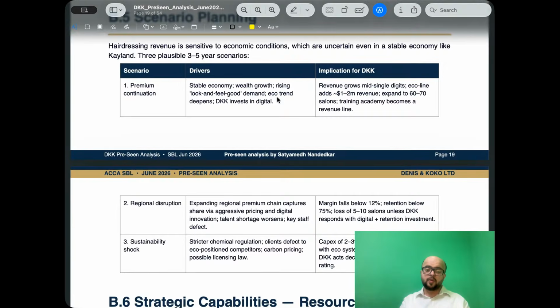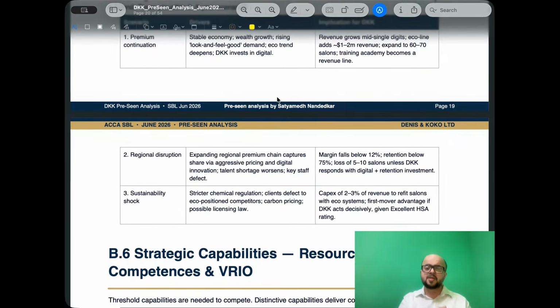Then there could be a sustainability shock. Stricter chemical regulations: you cannot use certain types of chemicals with your customers. Clients defect to eco-positioned competitors. They move away from traditional businesses to these newer businesses which are taking care of ammonia-free products, and which are taking care of the carbon footprint and all of that. So customers might gravitate towards them. This is the third possible scenario, where the entire approach changes because of the sustainability viewpoint.